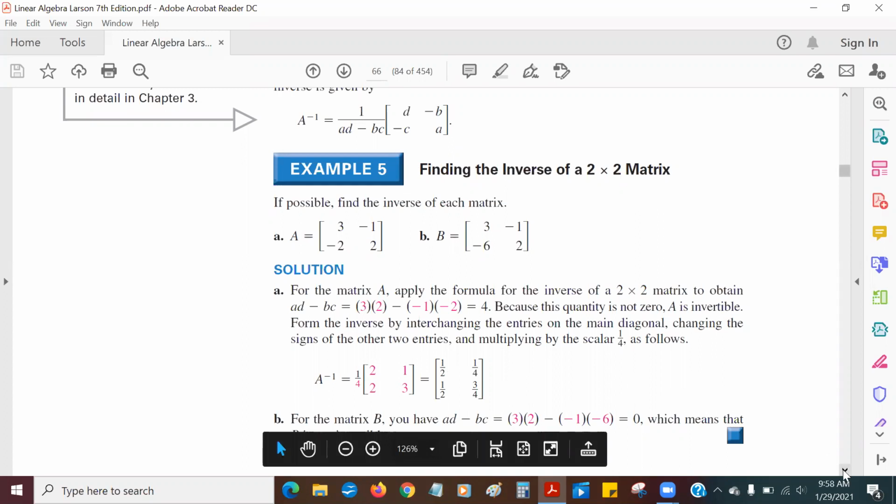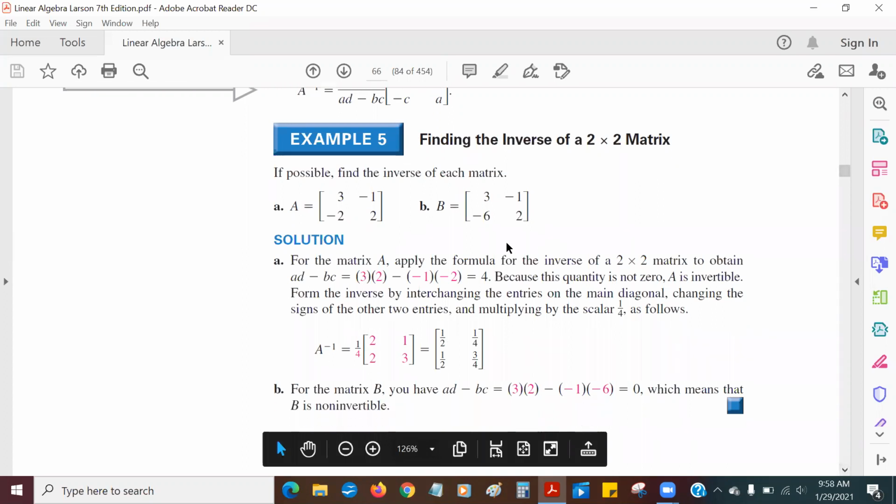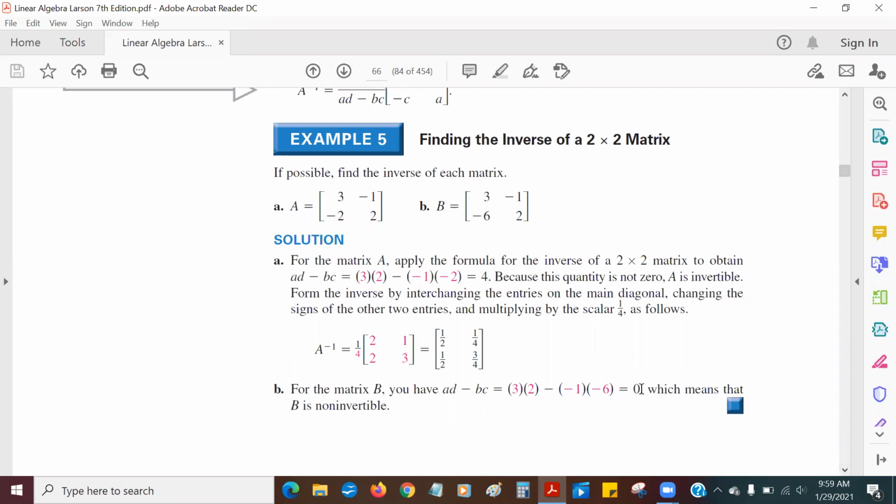Now for matrix B, for example, when I do AD minus BC, I get 0. And that means you can't find an inverse because the inverse is 1/0. 1/0 is undefined. So POW, we know that this does not have an inverse.